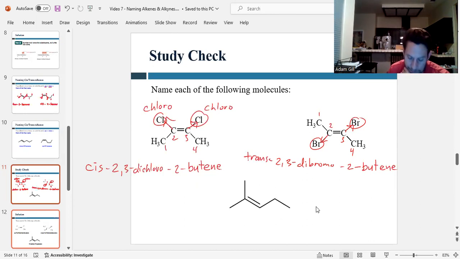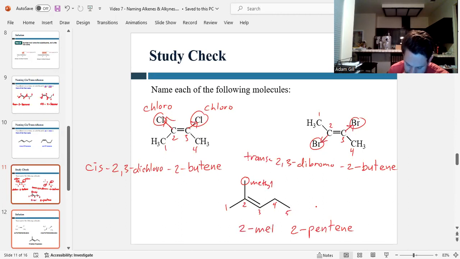Now, this one here on the bottom, let's number it. 1, 2, 3, 4, 5. So that's going to be pent for 5 carbons. Ene, because it's an alkene, has a double bond. The double bond starts at carbon 2. So this is 2-pentene. And we have a methyl group. So this is 2-methyl.